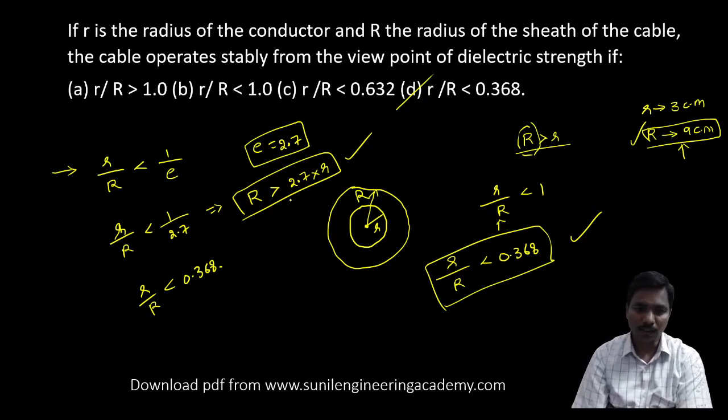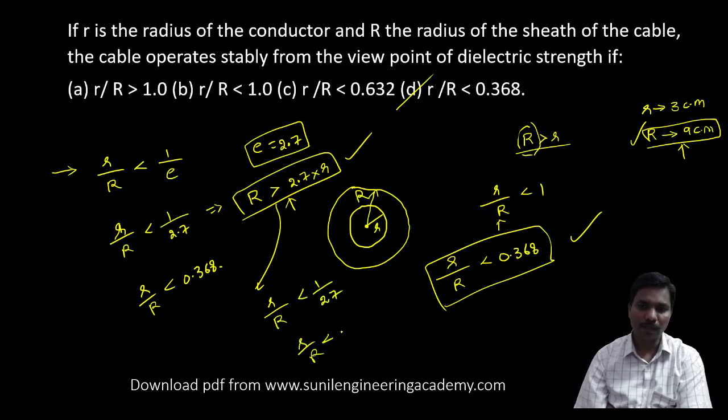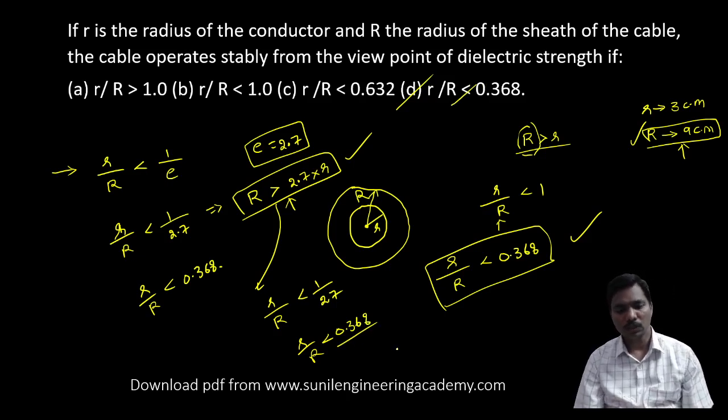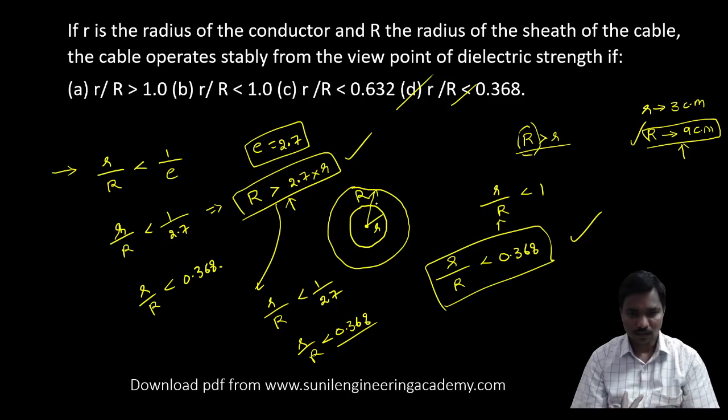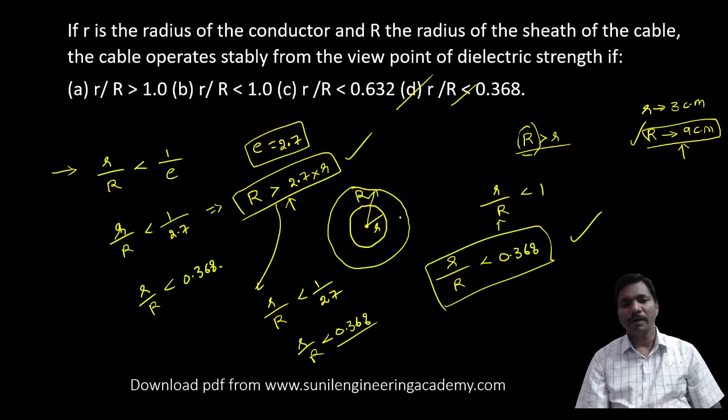So this is the thing. If you know this, from this we can get the idea that small r by capital R is less than 1 by 2.7, that is, less than 0.368. So the answer is option D. Finally, what we can say is that the core diameter is always somewhat less, and the total diameter must be very high.